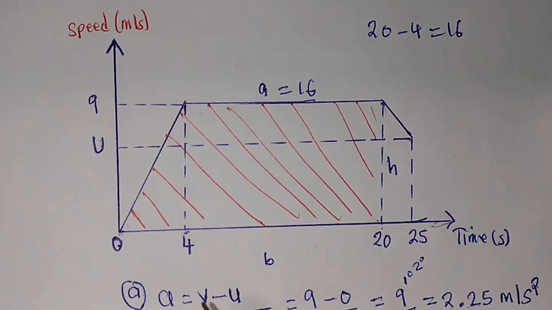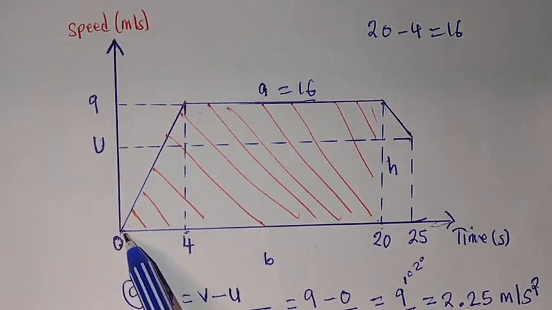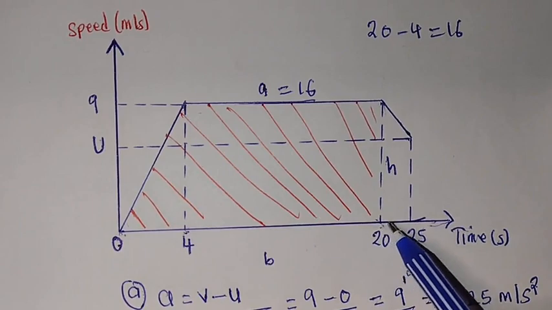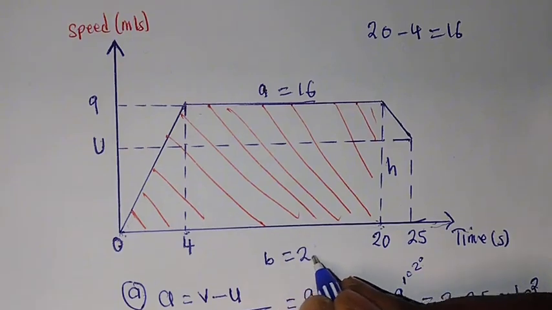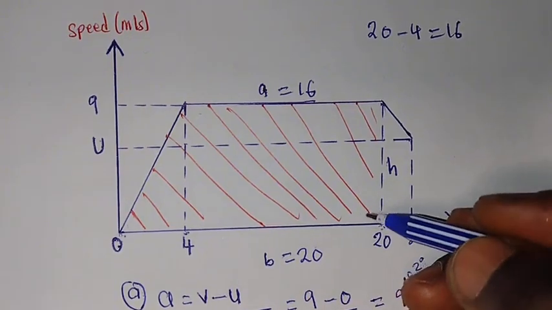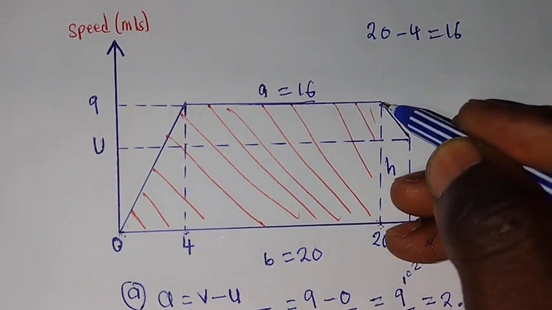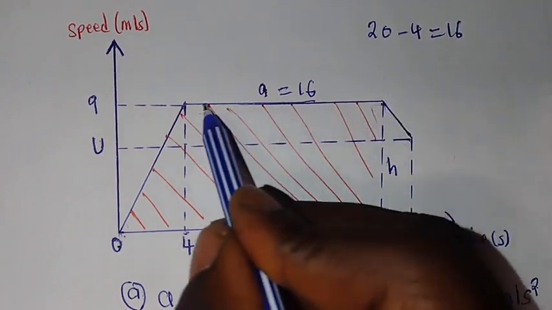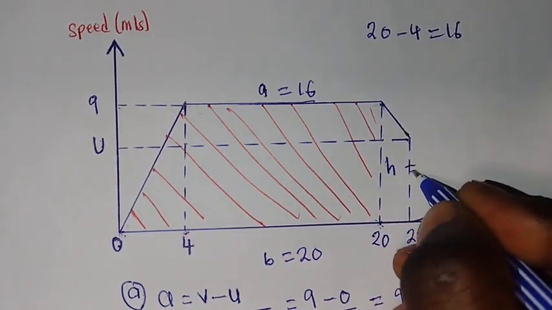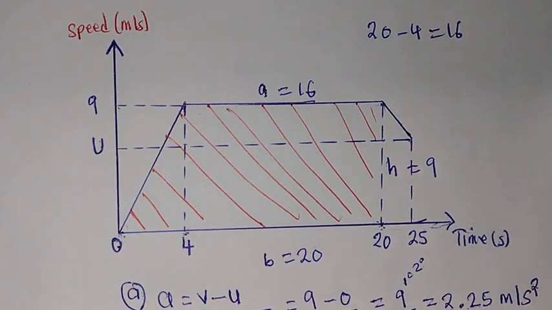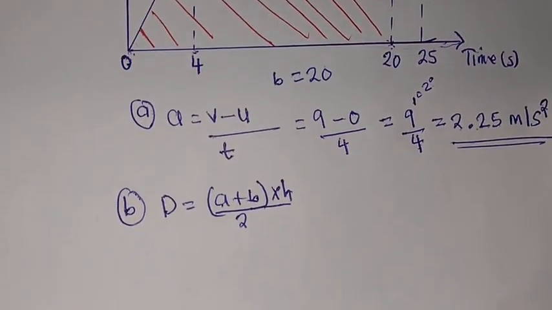Okay, then for B, difference in time from 0 to 20. So 20 minus 0, it's 20. So B will be equal to 20. Then the height from here up to here, what is the corresponding value? It's the 9. So the height from here to here, it's a 9. So these are the values we're going to substitute in our formula. So let us go back.